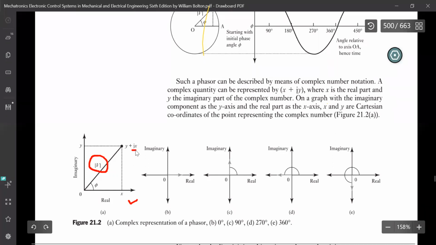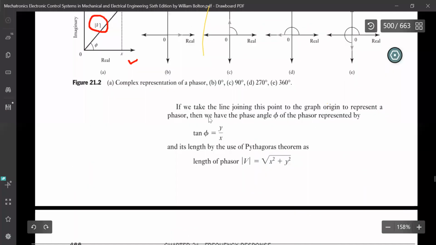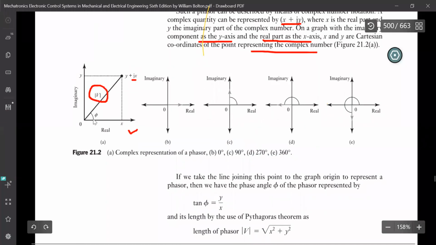Imaginary is iota x. Iota is simply written by j over here, small j into x. So my total function would be x plus iota y. So a complex quantity can be represented by x plus iota y, where x is the real part and y is the imaginary part of the complex quantity. So on a graph with the imaginary component as the y-axis and the real part as the x-axis, that represents a complex quantity.